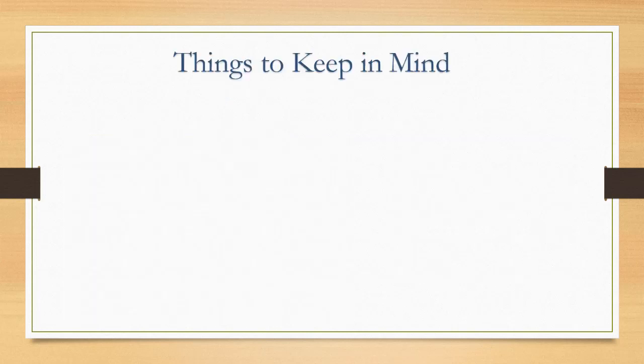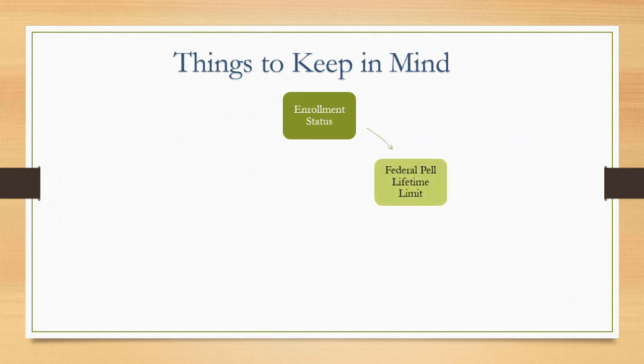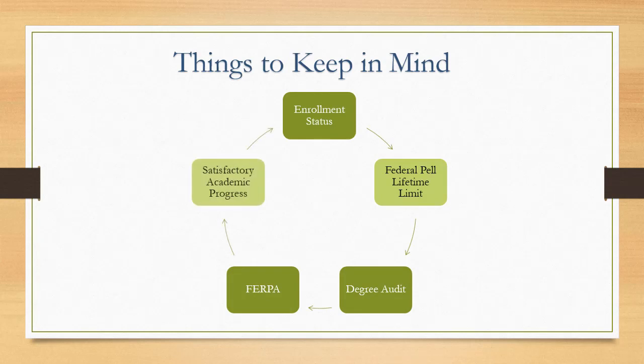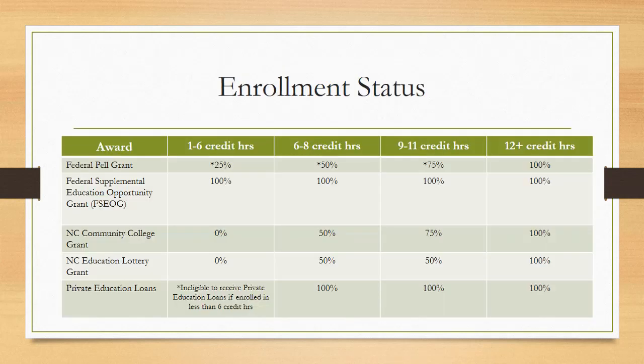Some things to keep in mind are enrollment status, federal Pell Grant lifetime limit, degree audit, FERPA, and satisfactory academic progress. Your enrollment status plays a huge factor in your financial aid. All awards are split for fall and spring semesters and are based on full-time status. You are awarded per academic year, and the amount of your financial aid that you are eligible to receive will be based on how many credits you are enrolled in per semester.